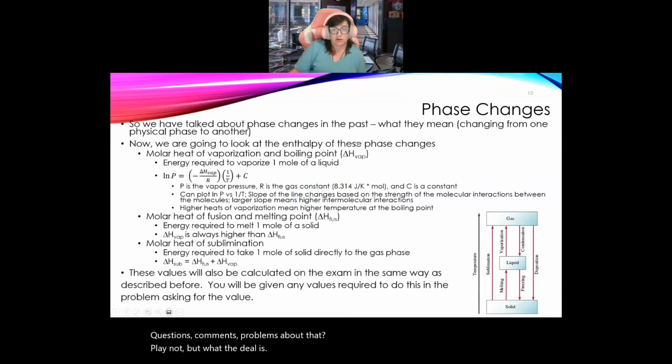The next thing we're going to talk about is phase change. We've talked about phase changes in the past, what they mean, changing from one physical phase to another. Now we're going to look at the enthalpy of these phase changes. So we can talk about the molar heat of vaporization and boiling point, which is delta H vap. The energy required to vaporize 1 mole of a liquid. And that has this form: ln P equals negative delta H vap over R times 1 over T plus C. P is the vapor pressure, R is the gas constant, C is the constant.